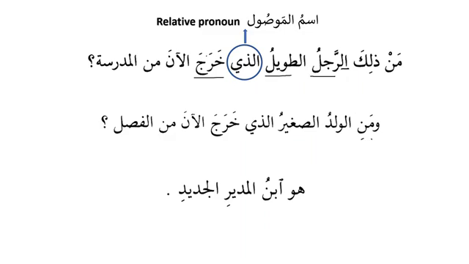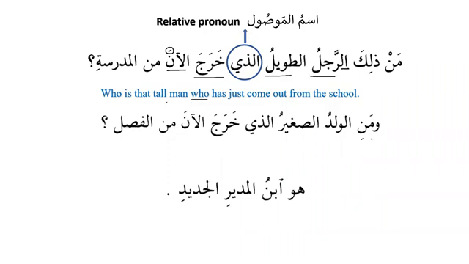So after alladhi, we will have either a verbal sentence that starts with the verb, as we can see over here, kharaja al-ana. So this is a verbal sentence. Alladhi is not a conjunction. No, it is a relative pronoun, ism al-mawsul. So kharaja went out, al-ana now, and al-ana is also an adverb, it's a dharf, and we know that all the adverbs, they end with fatha. Min al-madrasati, from the school. So we will say, who is that tall man who has just come out from the school? So here, the first who, it means man.